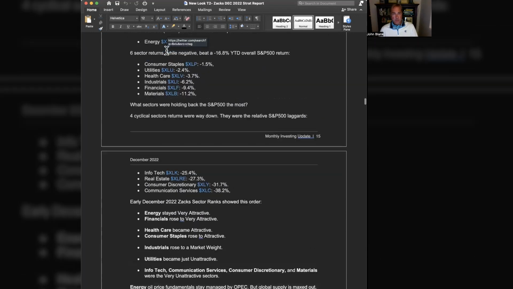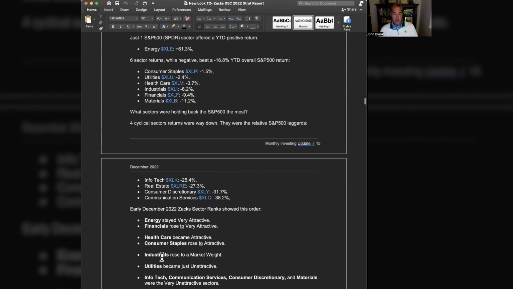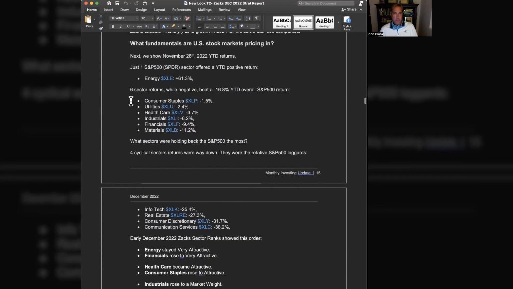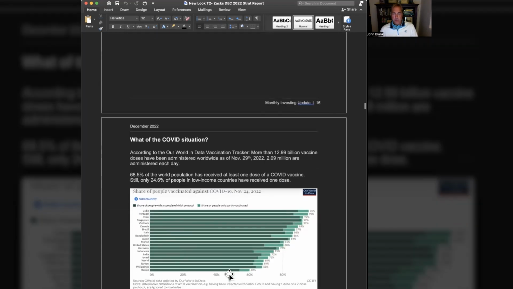So the returns here, you can obviously see energy's done it real well here, and of course, it's very attractive here. Financials have done not so well, but they are actually very attractive now. There might be a trade here for financials, but not energy because it's already priced in. So you can use this here and this here as a really nice summary of what is being priced in, like I said. Okay, on we go to the COVID situation.